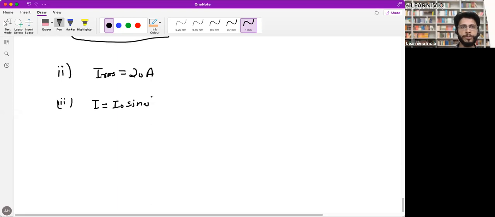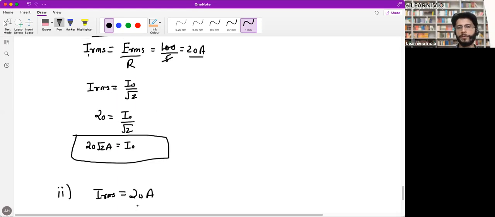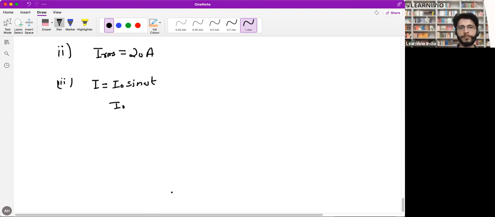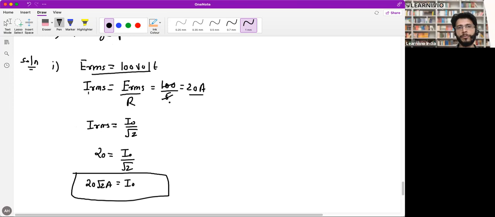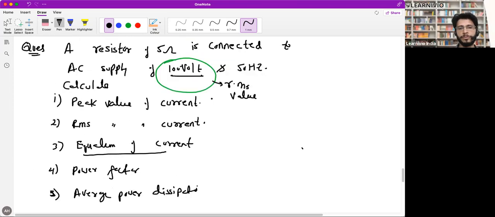Okay, Mariam, tell me, how much is I naught here? Just check the previous calculations. We have calculated I naught. How much is I naught? 20 root 2. Sania, I naught is not 20, yeah? It's 20 root 2. In the equation of current, we use I naught, not IRMS. And Sania, how much is omega? Just compare from here. 314.